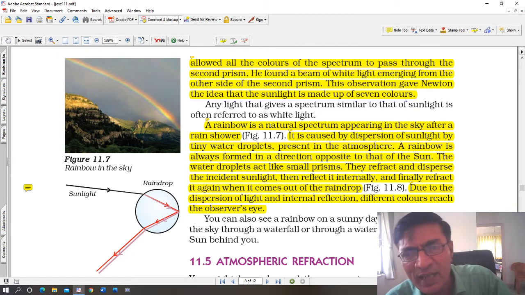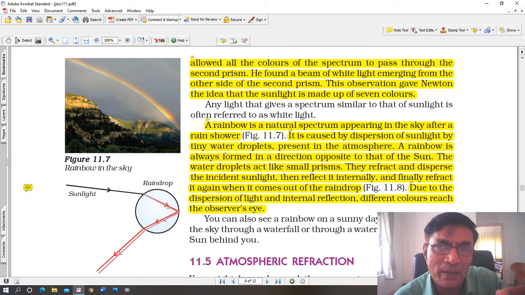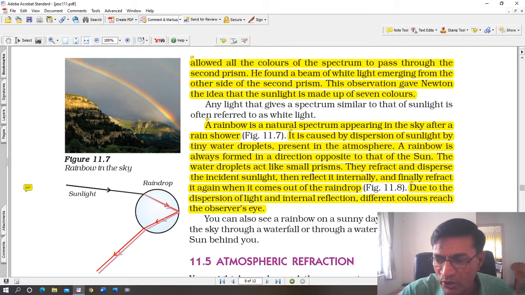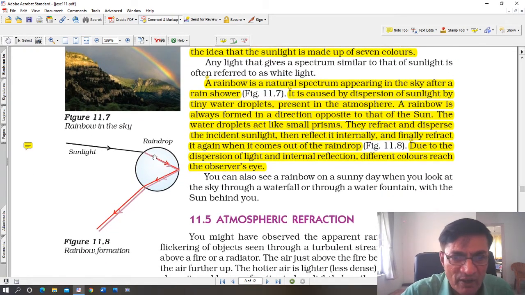What happens is that the tiny droplets of water hanging in the air act like a prism. A prism actually splits the white light, and here the same thing is done by droplets of water. You can see a droplet of water shown here, the figure just below the picture of the rainbow. You can see sunlight, white light.